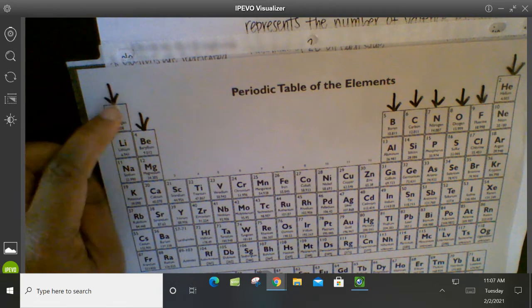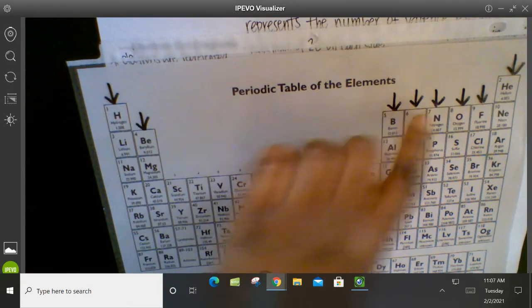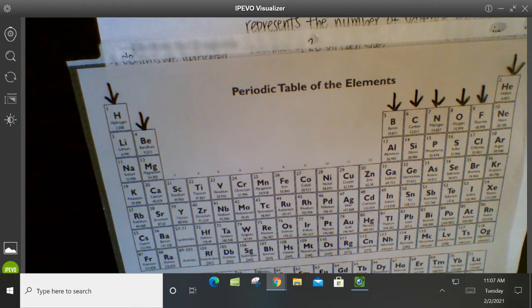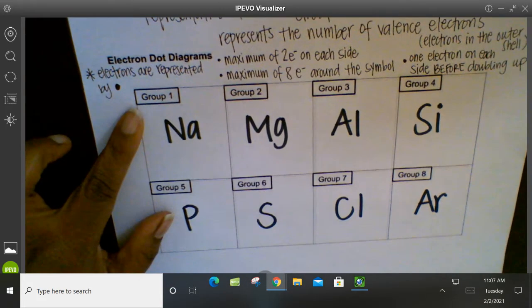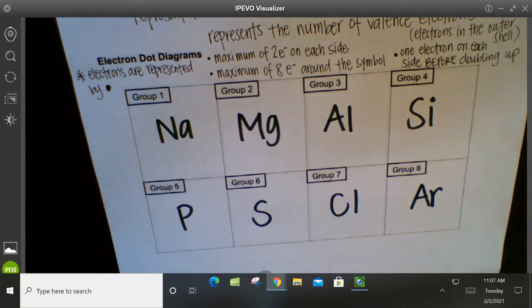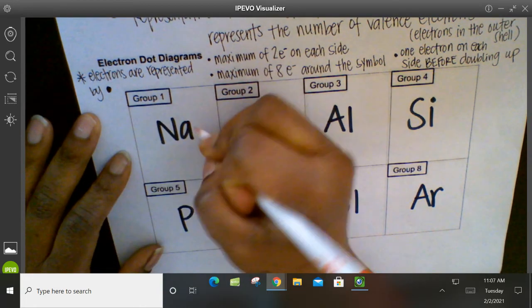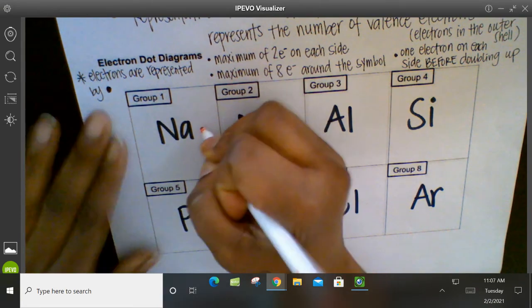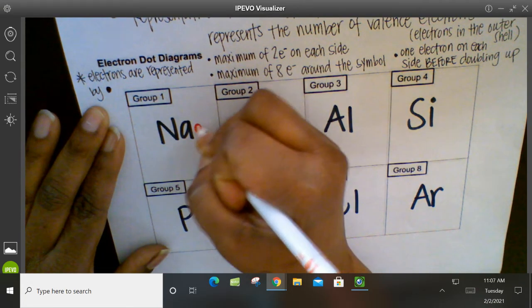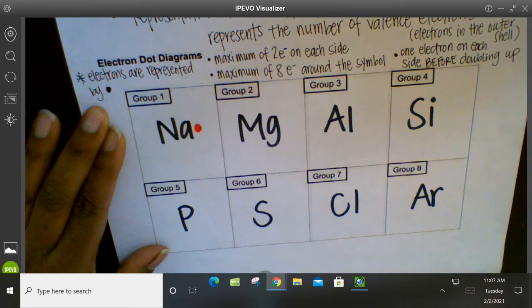Once again, if we look at these in terms of the Roman numerals, this is Roman numeral 1, 2, 3, 4, 5, 6, 7, 8. Those are the number of electrons, and they will represent the number of dots that we have. Sodium is in group 1, so it will have 1 dot. Let me represent that. I start on the right here, and then I go counterclockwise with the dots. So here's my 1 dot for the sodium.